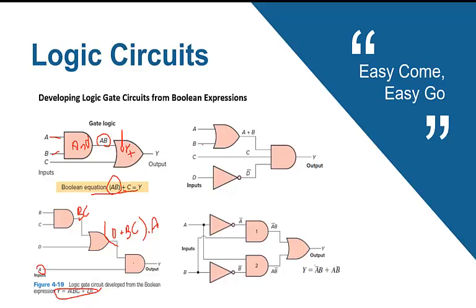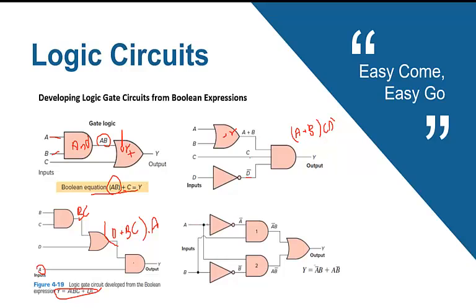Which is the same here. Here we have A plus B, there is an OR here. We have C, we have D invert, and they are connected to an AND gate in the output, so it means that A plus B all multiplied by C D invert.